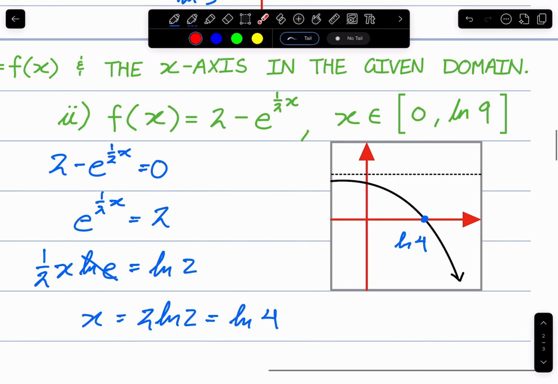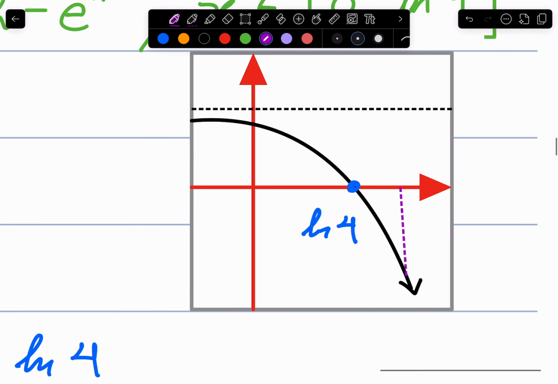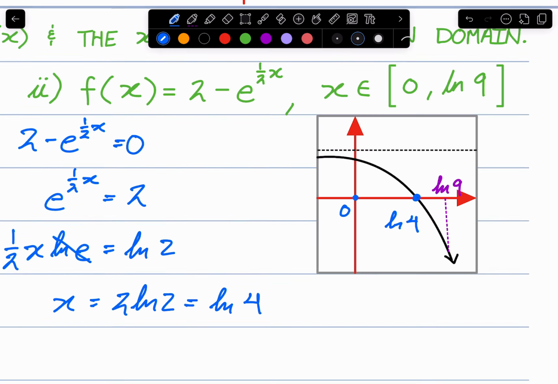So the x-intercept here is ln 4. Now just simply from the numbers here, this ln 4 is definitely before ln of 9. So drawing this out, definitely not to scale, I'm not sure if the scale is even correct. This one in purple is ln 9, and obviously from the origin is 0.